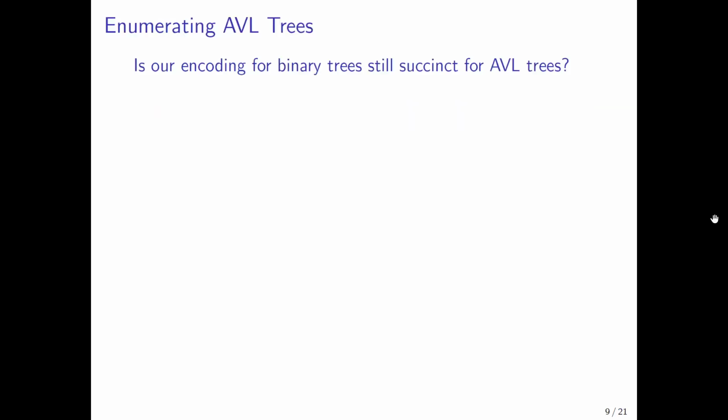And now we could ask, okay, we have a succinct encoding for binary trees. Is this encoding still succinct if we just try and use it for the subclass of binary trees, which is AVL trees?